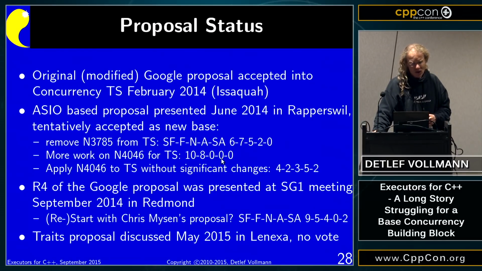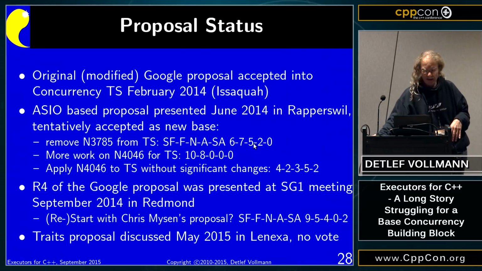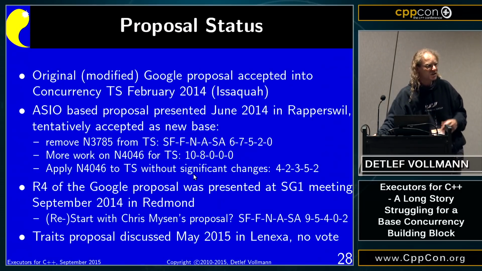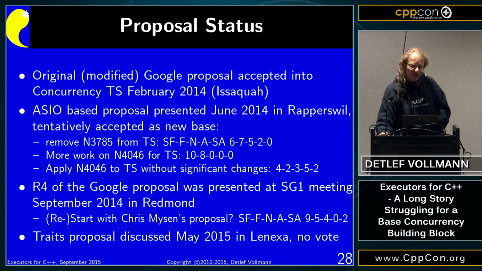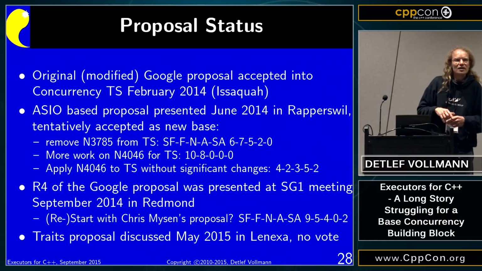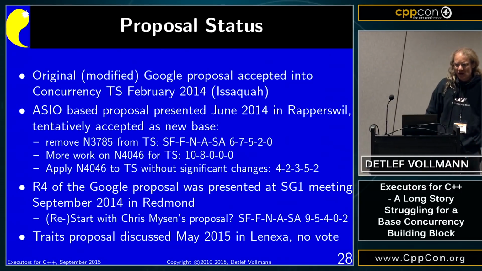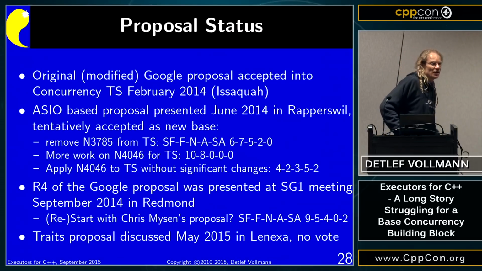And this means strongly in favor, neutral, against, or strongly against. So only 2 people were weakly against removing the original proposal from the TS, but no strong opposition on that one. On the other hand, most people were not really happy with the ASIO proposal as it stands. So they said, well, we need more work on that one. So when we finally asked the question, okay, should we use now the ASIO proposal as the new executor model in our TS, well, the group was pretty much split. So definitely no consensus on that one.